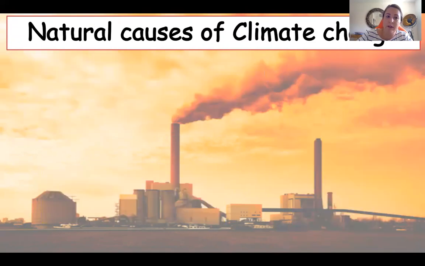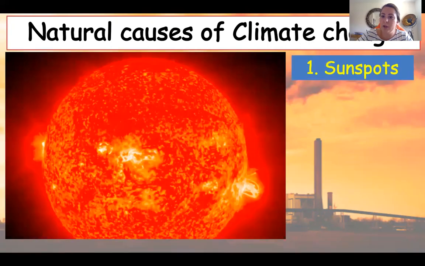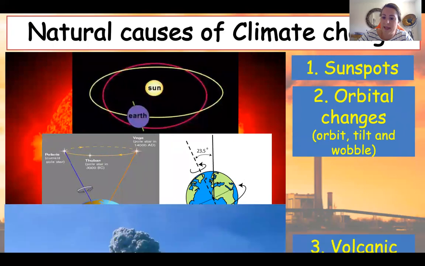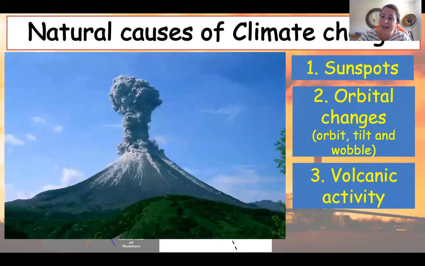And then our natural causes or physical causes of climate change is our next subtitle. 3 of those we're going to look at. Number 1, sunspots. Number 2, orbital changes. And number 3, volcanic activity. So there are 6 altogether, 3 for each.